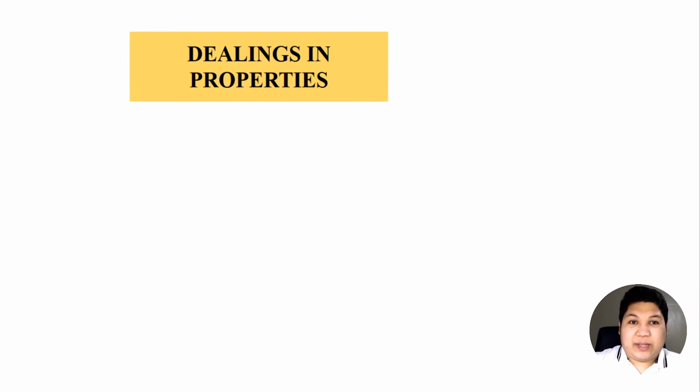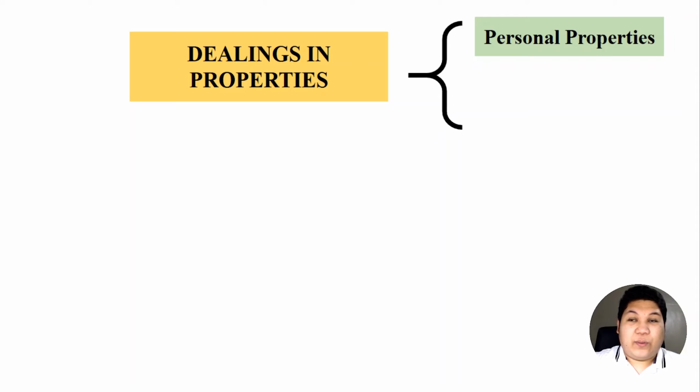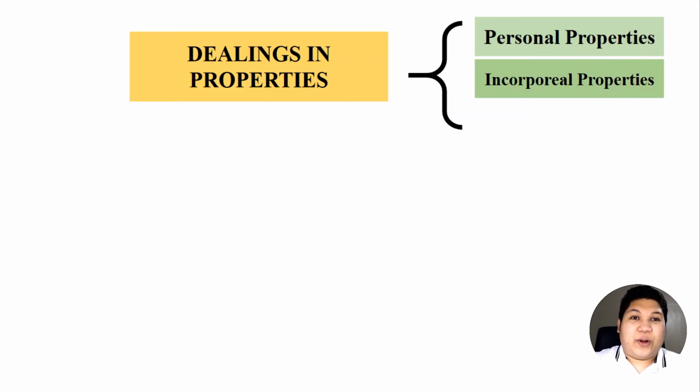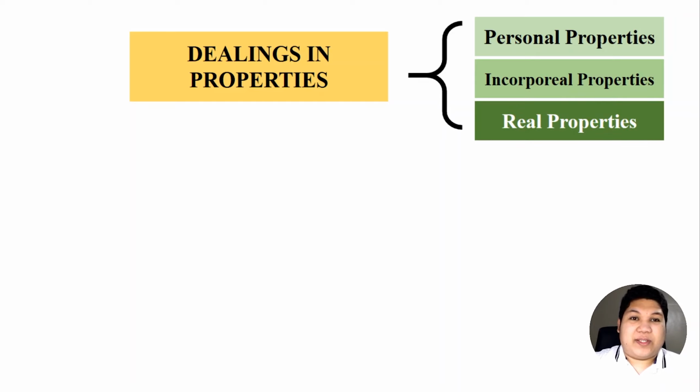So when we say dealings in properties, this is all about business transactions or sale of properties. And when we say properties, these can be personal properties. When we say personal properties, these are movable properties like cars or equipment. So any movable properties are personal properties. This can also be incorporeal properties. When we say incorporeal properties, these are anything that has no physical substance, like shares of stocks or rights. And another, we have real properties. Real properties, on the other hand, are immovable properties. These are permanently fixed in the land.